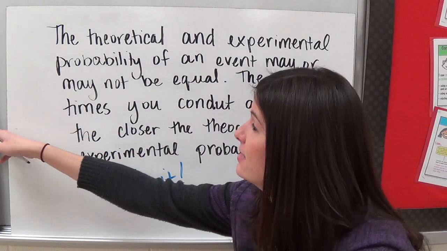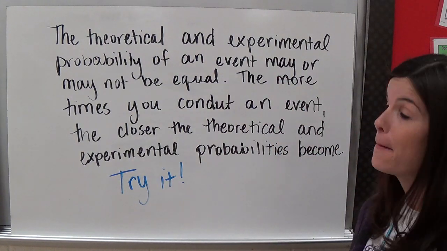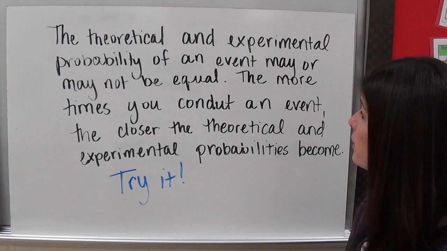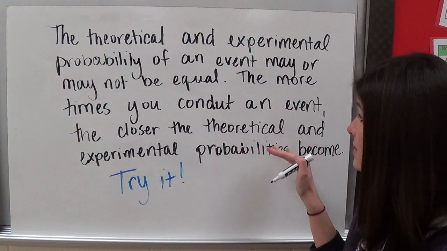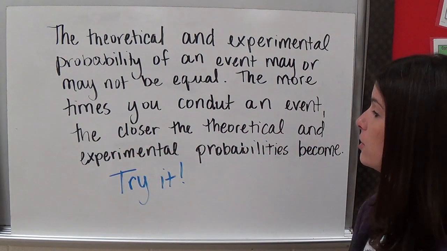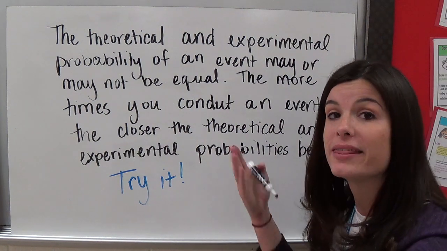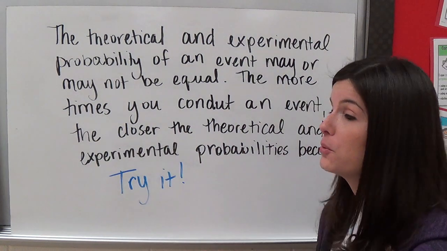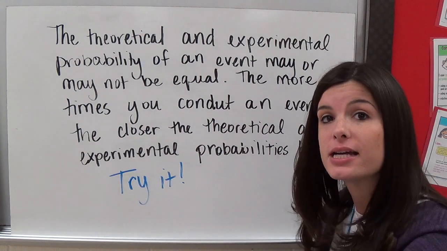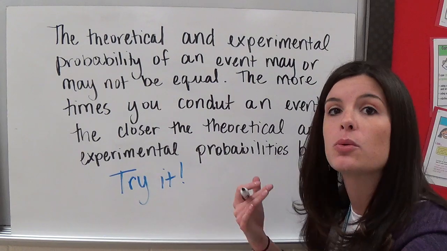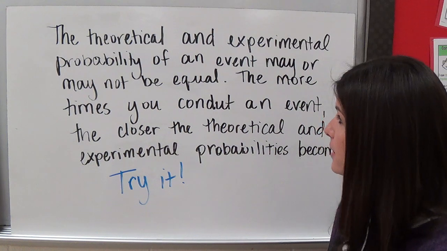So, this is the last thing I want you to write down. The theoretical and experimental probability of an event may or may not be the same. It could not. Okay? The more times, though, that you conduct an event, the closer the theoretical and experimental probability become. Okay, so in that number cube example, we rolled the number cube 12 times and we got an even number 7 times. We'll try it 50 times or 100 times, and the more you do it, the closer it should be. We were pretty close with the 12 times.